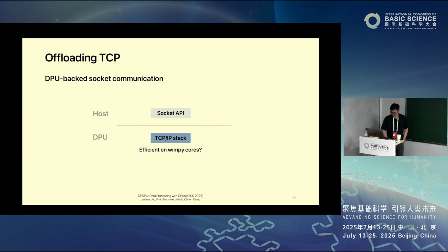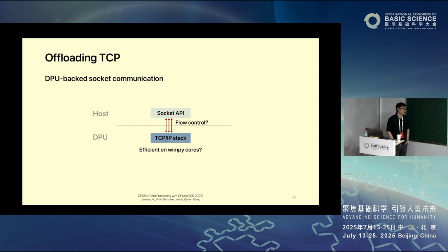So the first challenge we need to address is that, as the DPU cores are energy efficient, they are not as performant as the host CPUs. So if we run the TCP/IP stack on the DPU, we will experience some performance degradation. So how can we make TCP efficient on the weaker DPU cores?